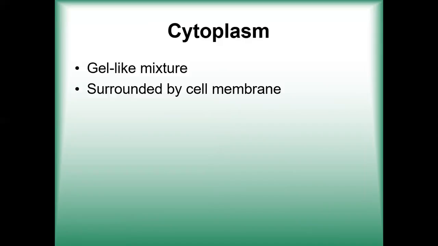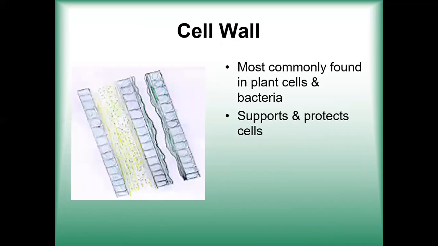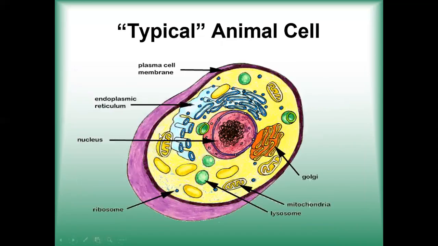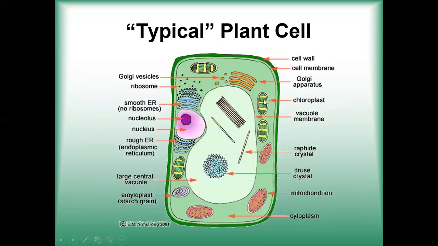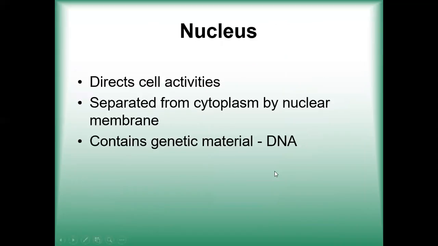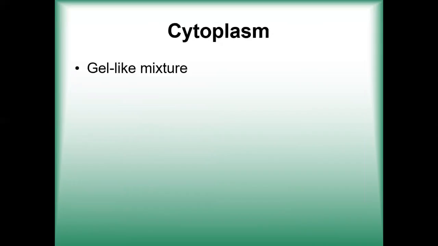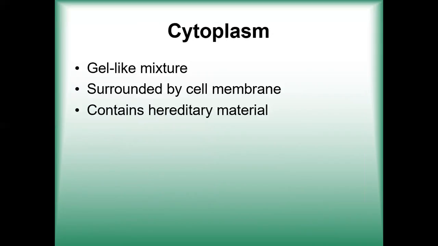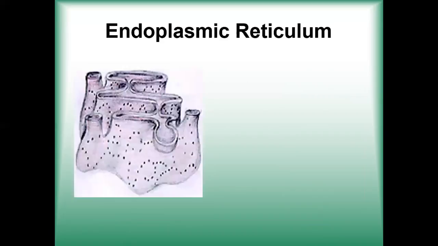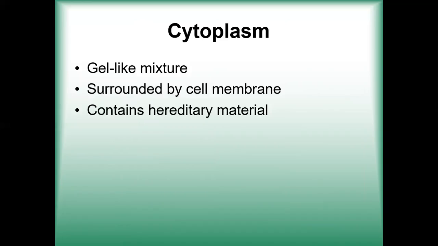So basically, let me just jump way back here to the picture of the cell. The cytoplasm is all of this yellow, okay? So it's what all these organelles kind of float around in. That's what the cytoplasm is. So in a plant cell, it'd be like this light blue all in here. That's the cytoplasm. Okay, let's get back here. There we go. So it contains hereditary material, but again, not quite as much as the nucleus, or the chromosomes, I should say.